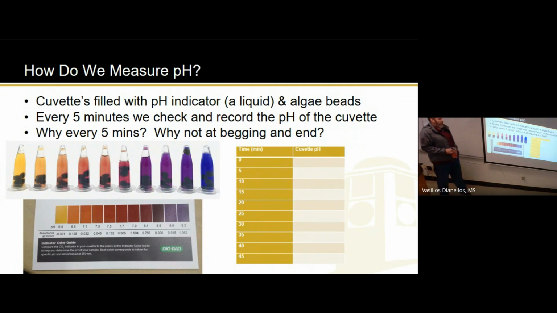Forget about the every 5 minutes thing. Let me reword the question. Why take it periodically instead of just once at the beginning or once at the end? Why have more than 2 measurements? More than one. Yeah, I think you're getting there.